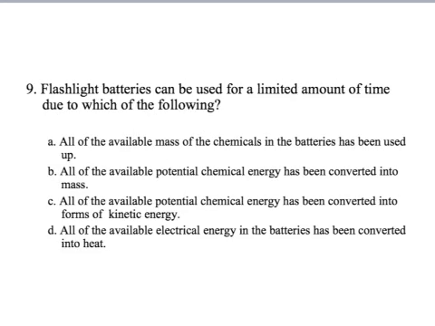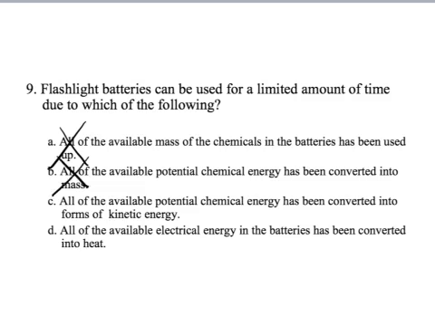Flashlight batteries can be used for a limited amount of time due to which of the following? Well, all the available mass and chemicals have been used up. Guys, what did I say? Mass is not used up, right? It changes form, so that can't be right. All the available potential energy has converted to mass. Chemical energy has been converted into mass. Well, we can't convert energy to mass.